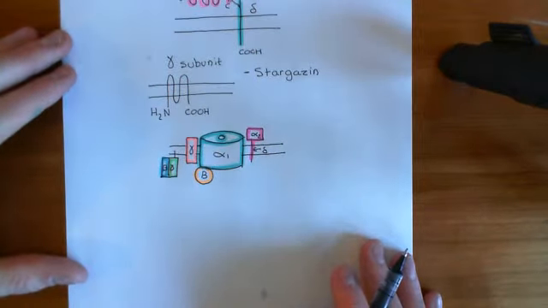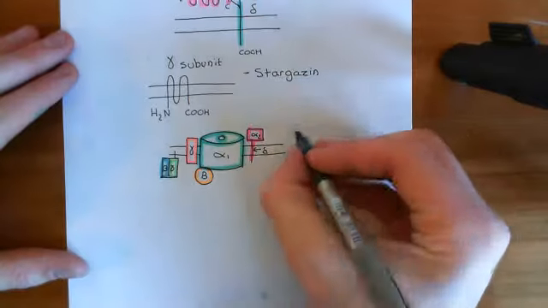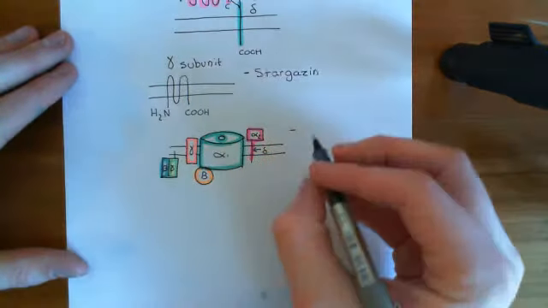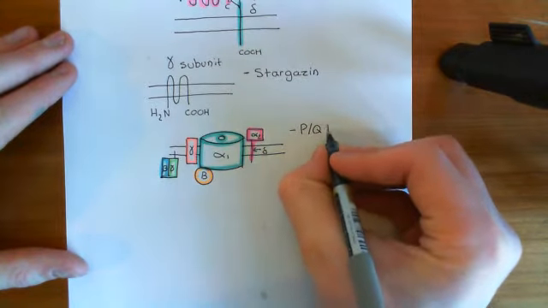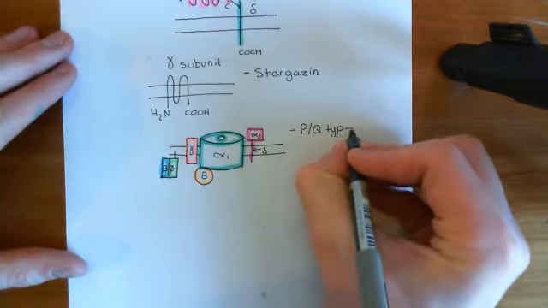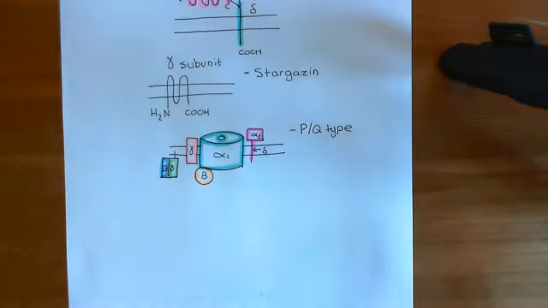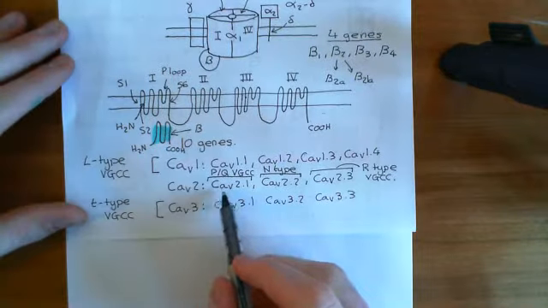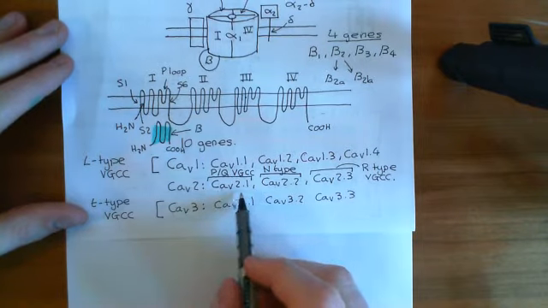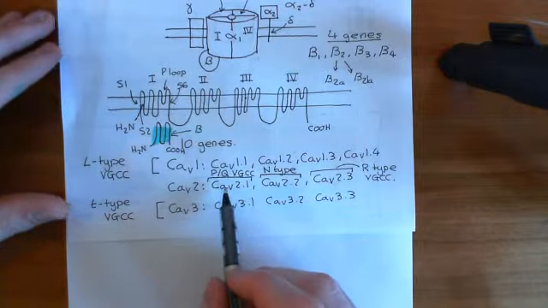Now, the beta-gamma subunit cannot bind to any old voltage-gated calcium channel. It has to be of a certain type. These beta-gamma subunits can bind to PQ-type voltage-gated calcium channels, which, remember, are voltage-gated calcium channels where the alpha-1 subunit is CaV2.1. So remember, if you had the alpha-1 subunit which was the CaV2.1 type, then you were called a PQ-type voltage-gated calcium channel.